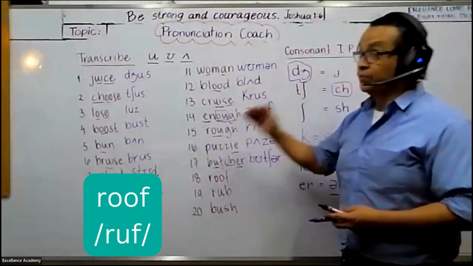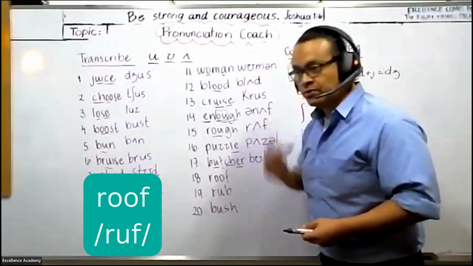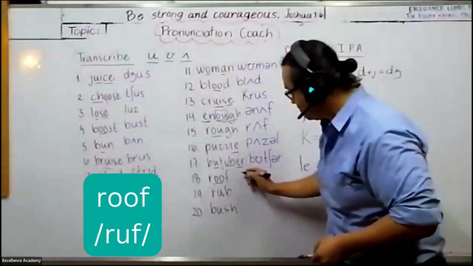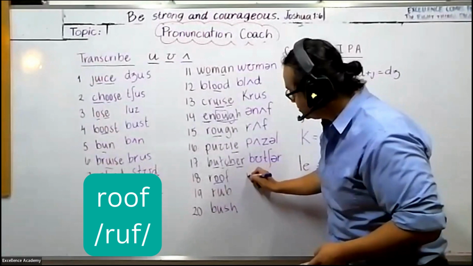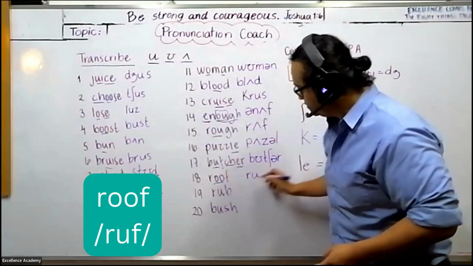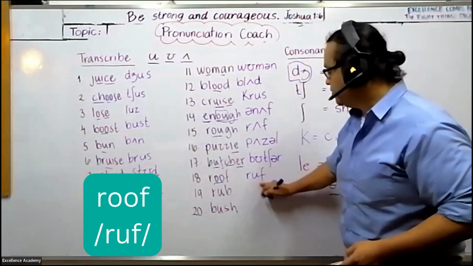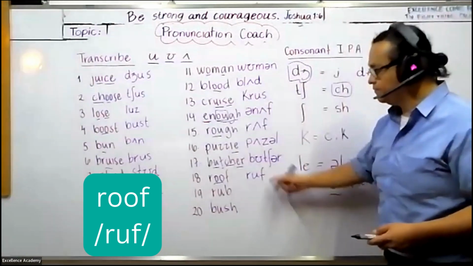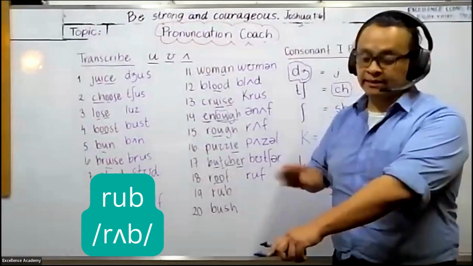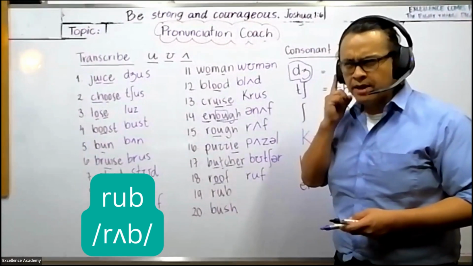Let's go to 18, roof, like the roof of the house. So here, as you notice when you listen, roof, this is going to be a long U sound. So let's transcribe it properly. Using our IPA transcription system, we'll put the double O, the long U sound, and an F. So now we have roof. It's on the roof. Number 19 is the verb rub. Rub, like rub some cream on it.